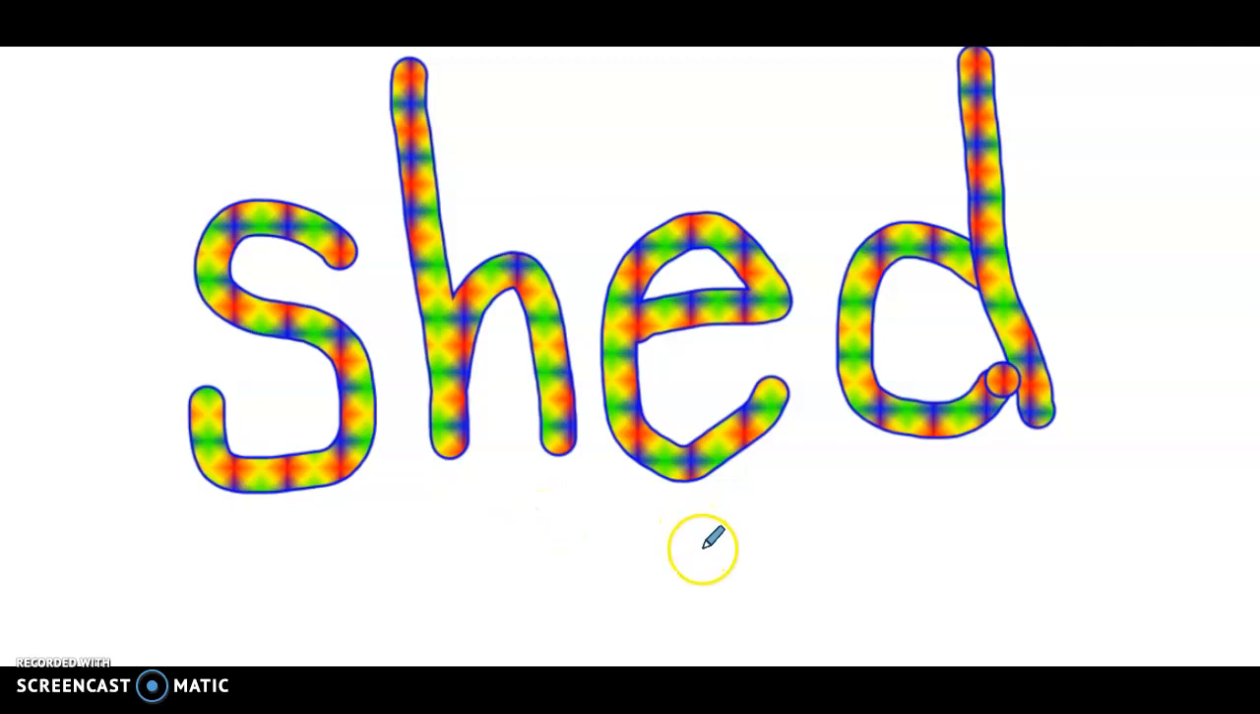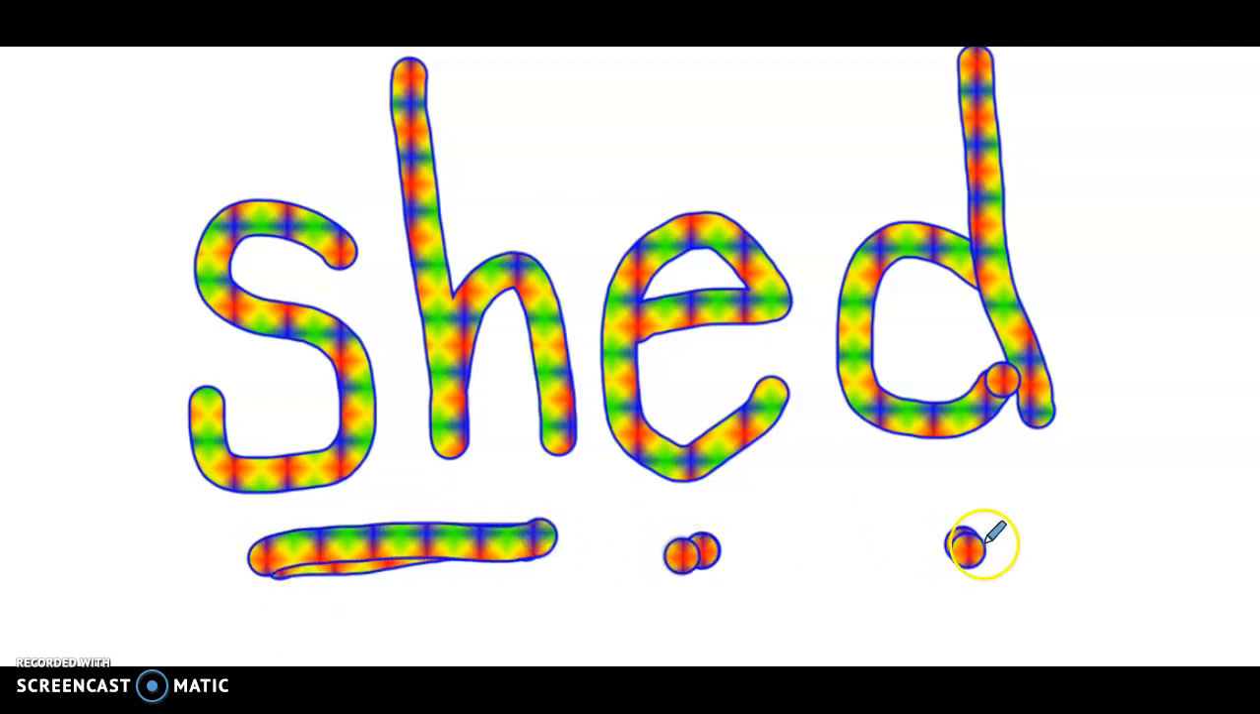E says eh and D says d. So we know we have sh, eh, d. Let's try it faster. Sh, ed, shed. Do you hear the word? It's shed. Good job. Shed. Let's try another one.